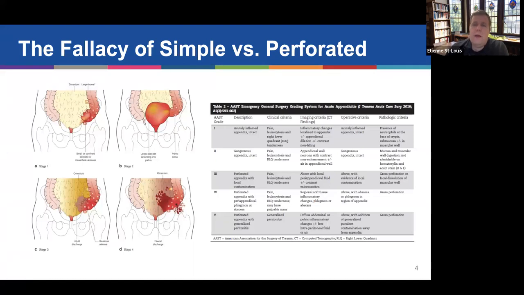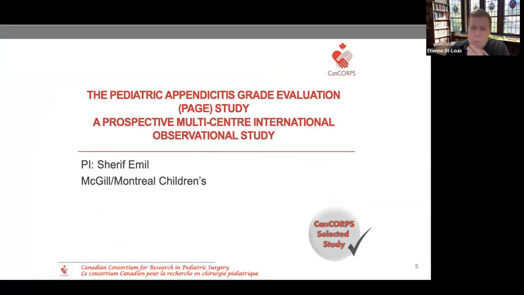So there's definitely a recognition in the literature that we need better tools to risk stratify appendicitis, to have a better understanding of the impact on outcomes and health resource utilization. This was the driving motivation behind this multi-center study that Dr. Emil is the PI of. It's called the Pediatric Appendicitis Grade Evaluation Study, or the PAGE study.